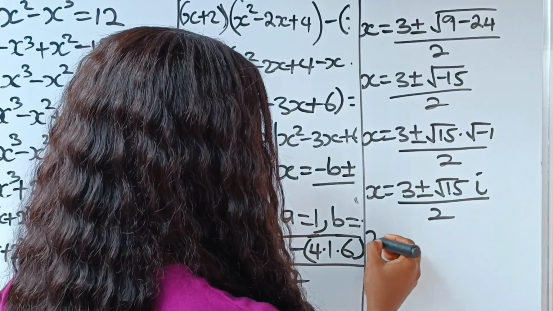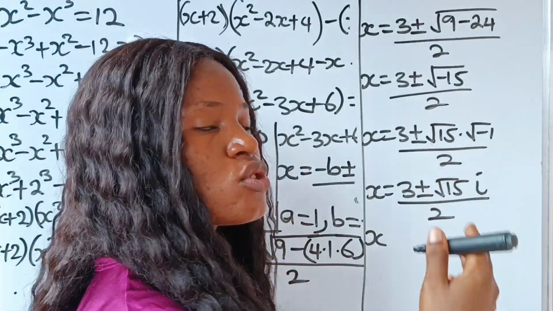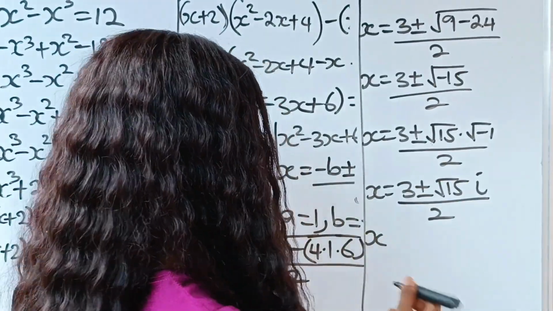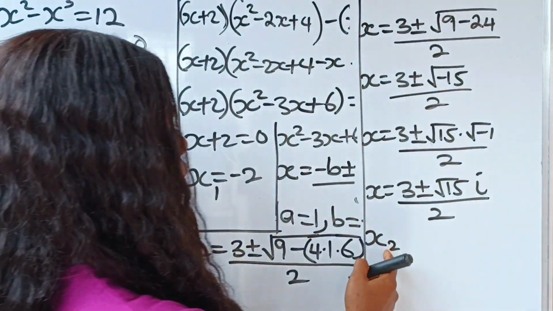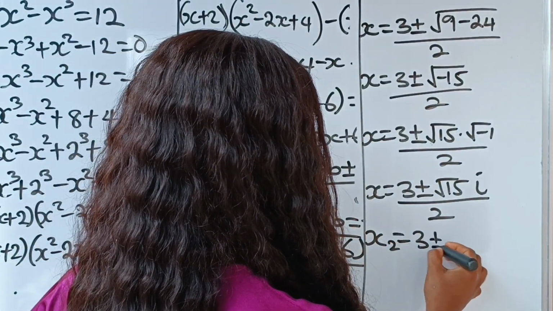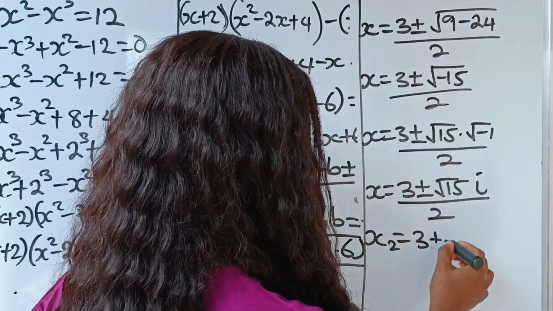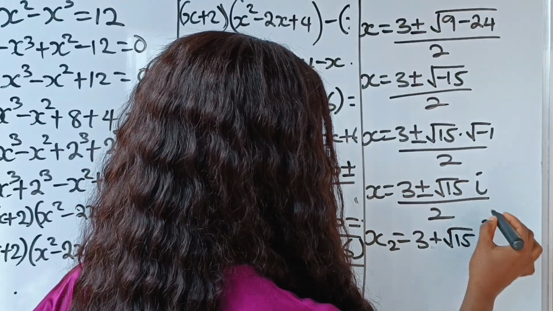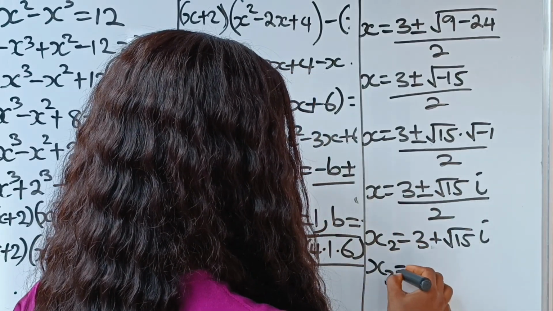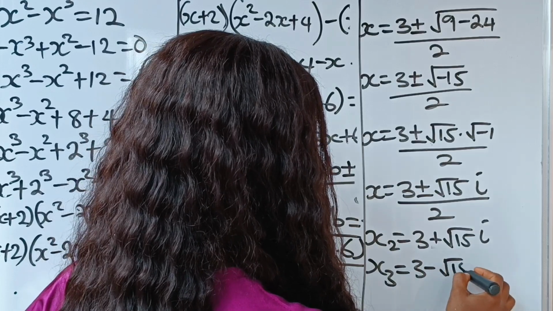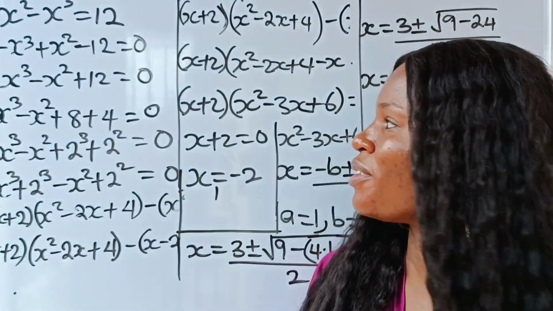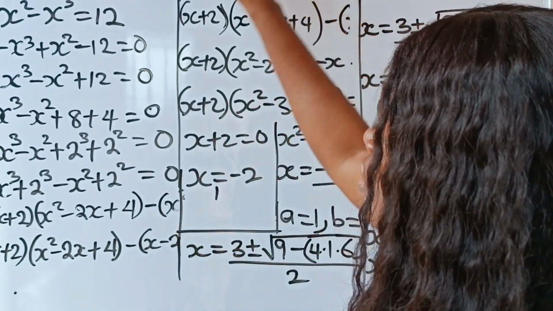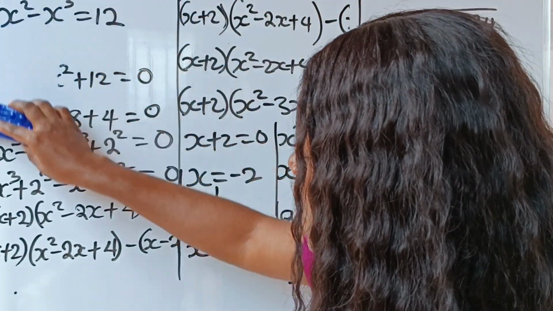Now note, we have two values of x here. So we have gotten the first value as minus 2. Now the second value is going to be 3 plus square root of 15i, and the third one should be 3 minus square root of 15i. Now let's do the most interesting part of this video. Let's substitute what we got into this place to show that we are right.